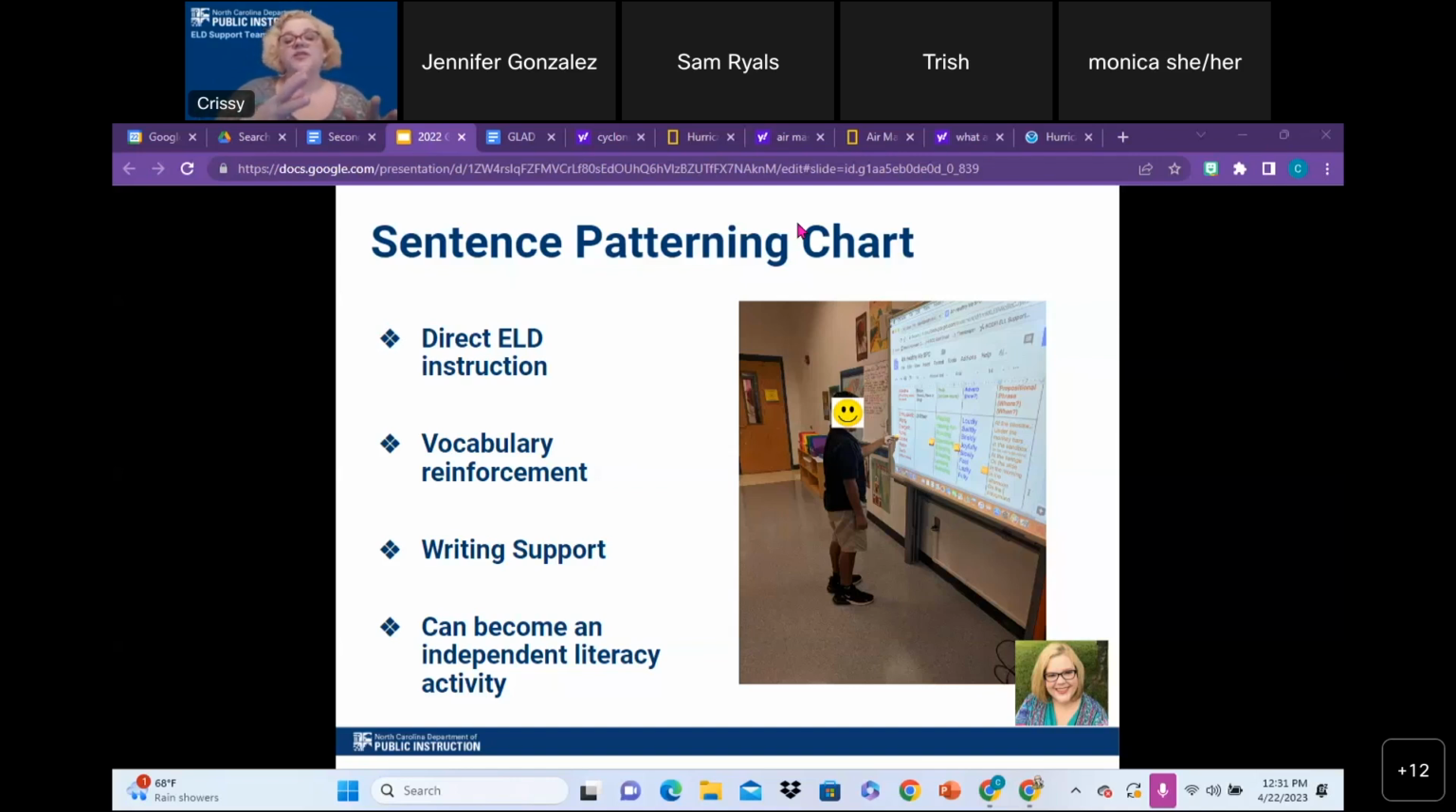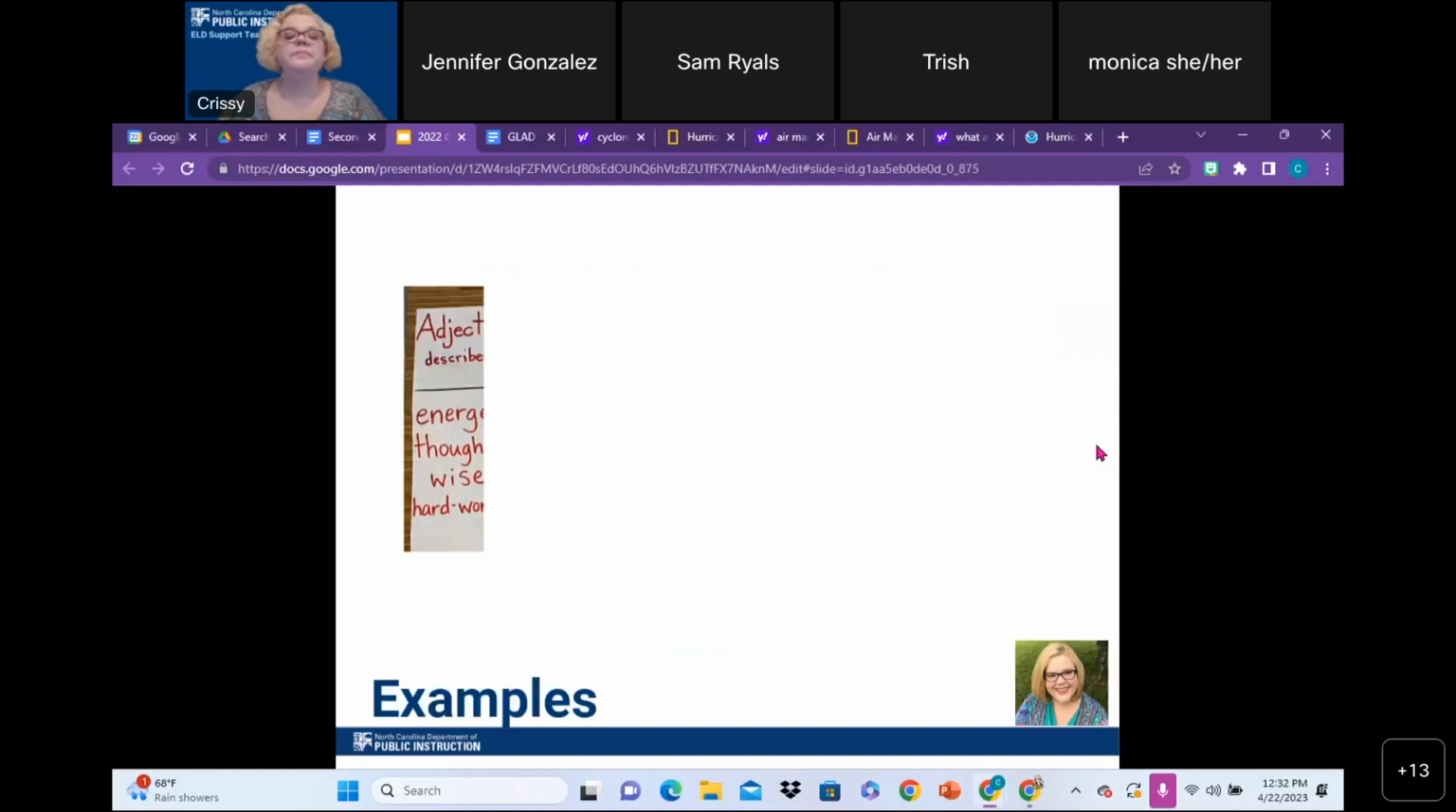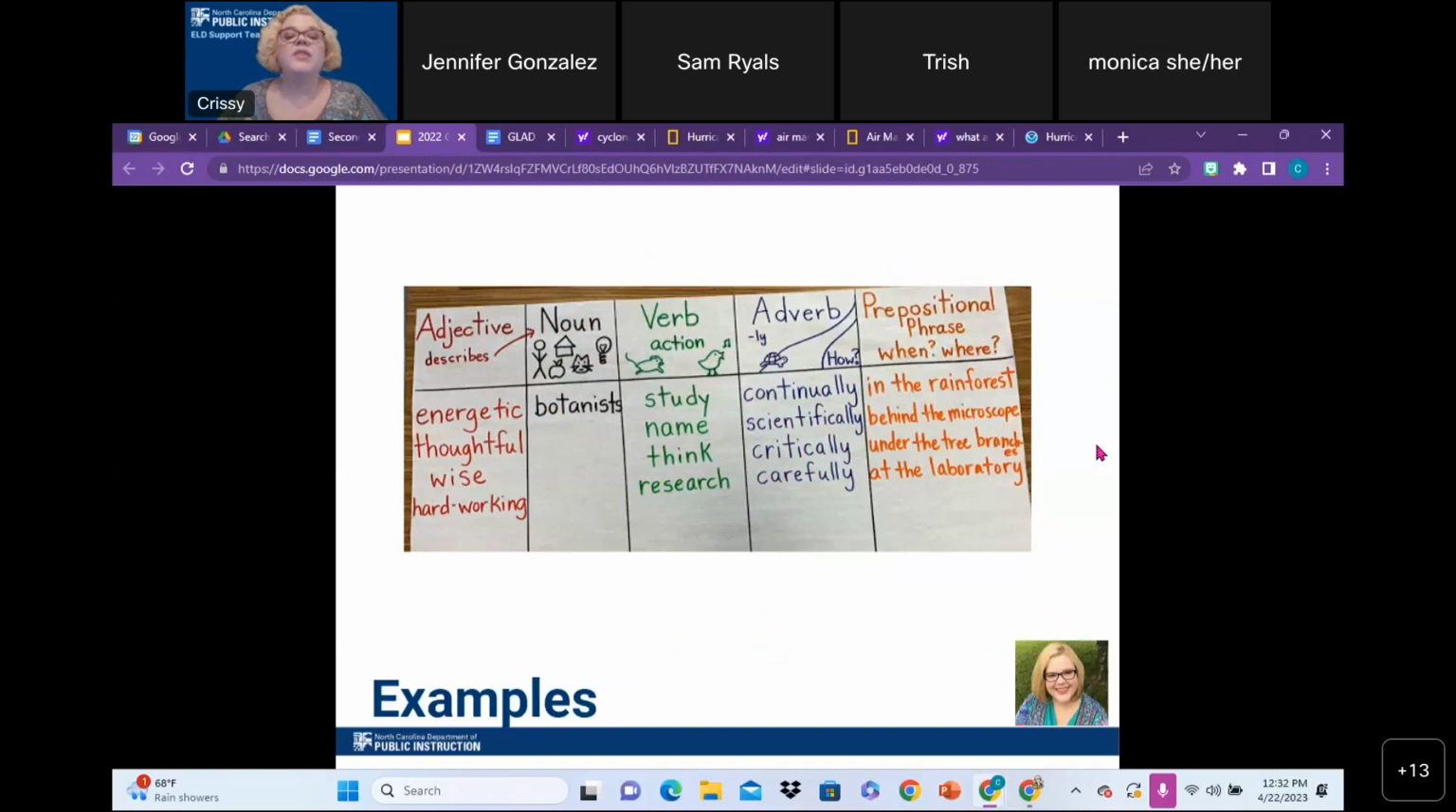And then eventually, this sentence patterning chart can be used as an independent literacy activity. So students can transition from using it in a whole class setting to using it in small group, and then eventually individually to begin to produce some writing. So you can see here, this is an example of one of Laura's children doing a sentence patterning chart on an interactive whiteboard. And so you can see just a little bit about it there. This is what the chart itself looks like.